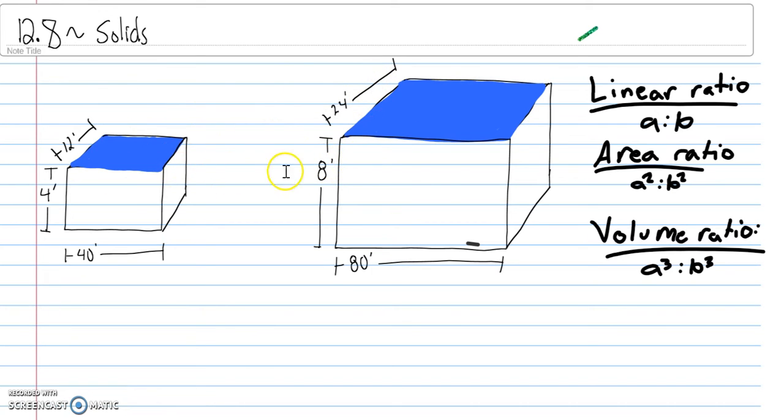And in general, when we have similar solids, we look for three different ratios. The linear ratio we call A to B. In this case, we called it 1 to 2. So then if you square those numbers, square the 1, square the 2, the area ratio is 1 to 4. This area is 1/4 as big as the big one. And then we could cube those original numbers. So 1 cubed is 1, 2 cubed is 8. So the ratio of the volumes is 1 to 8.